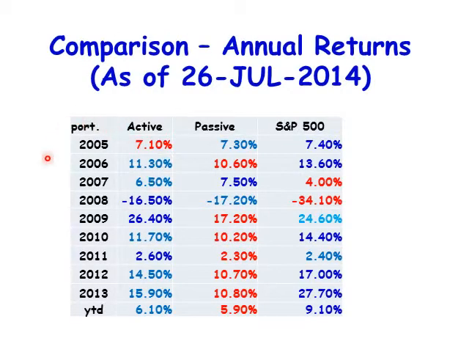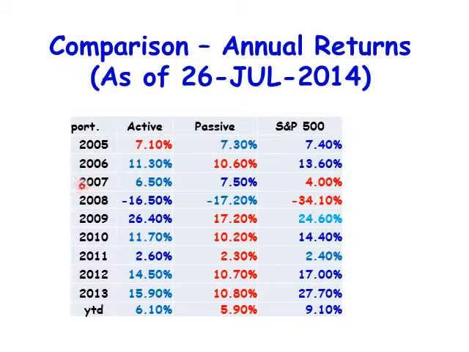Okay, here's my results for the last 10 years. Here it is year by year return results. Okay. So in 2005, active was the worst out of the three, and Standard & Poor's was 7.4% and it's 7.1%. In 2006, active was in the middle here, 13.60% was return of the index, and 10.60% was the return on the passive, and active had 11.3%.